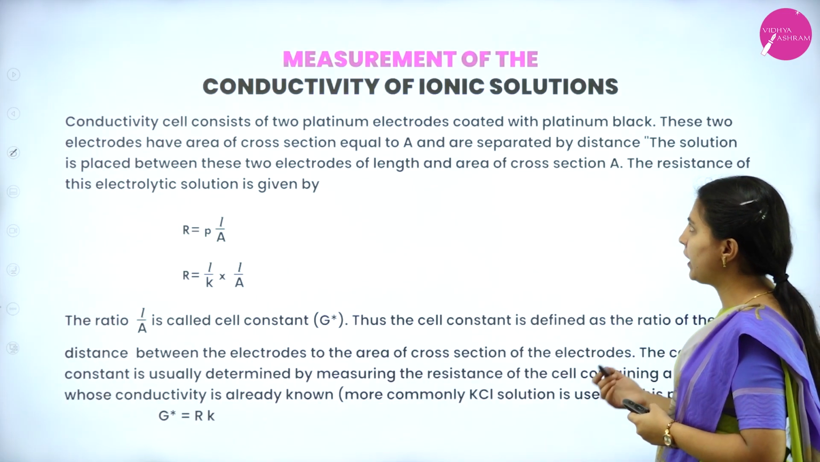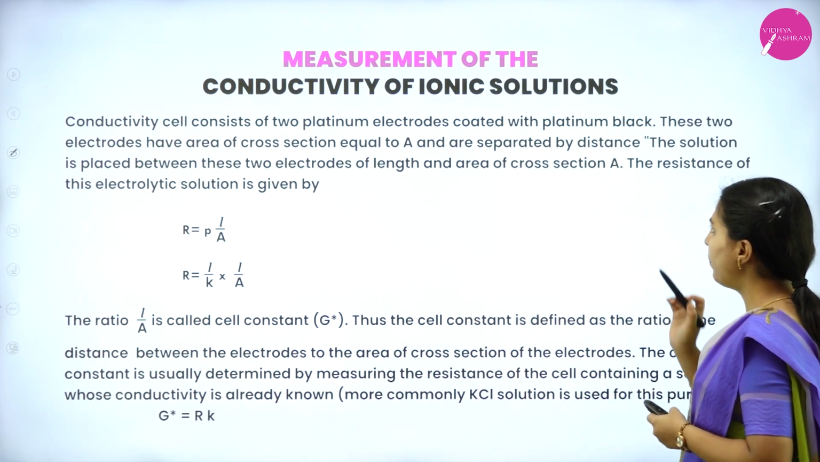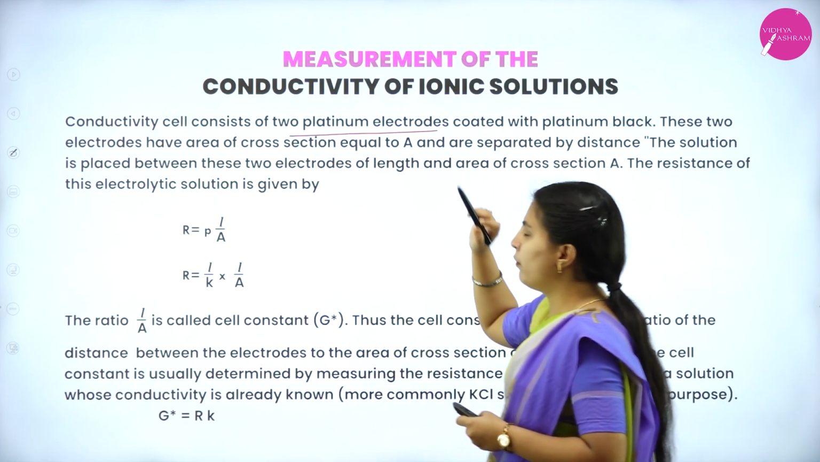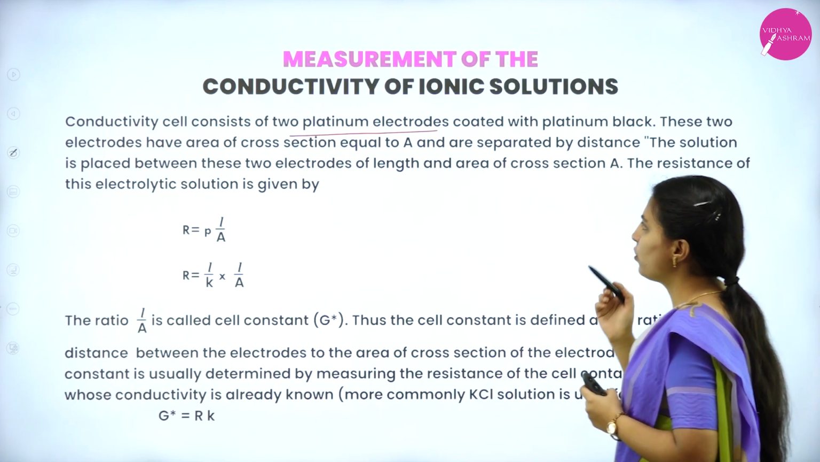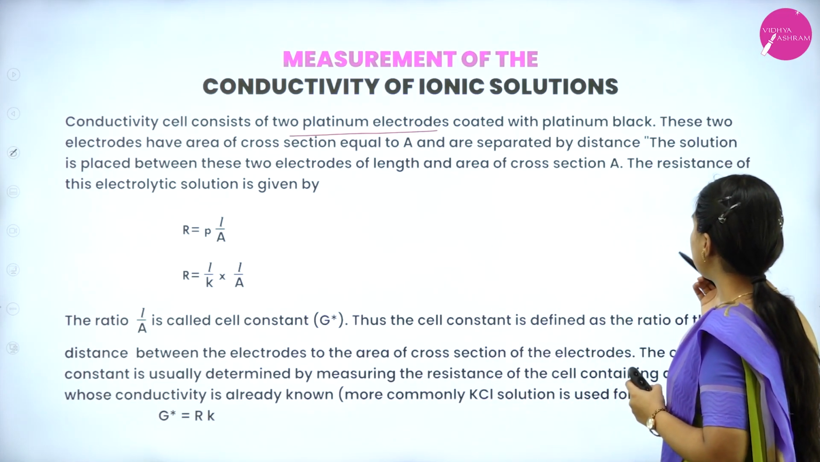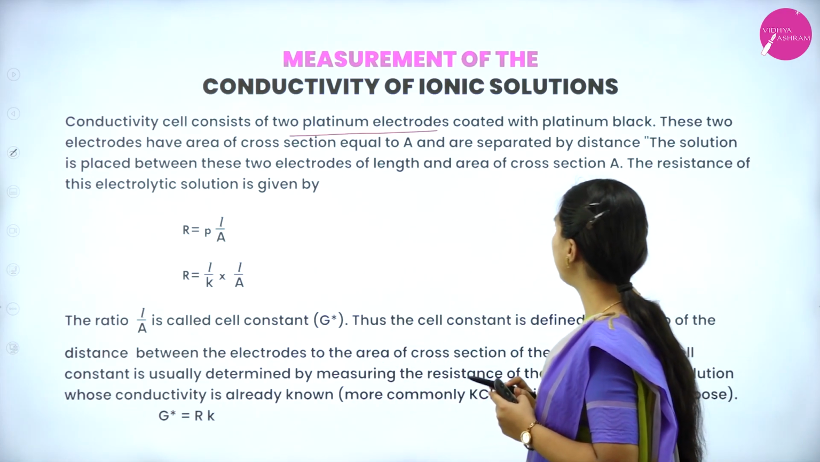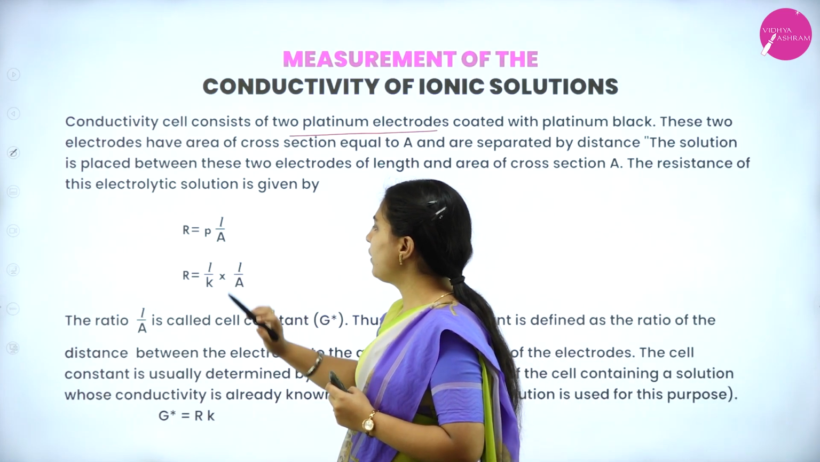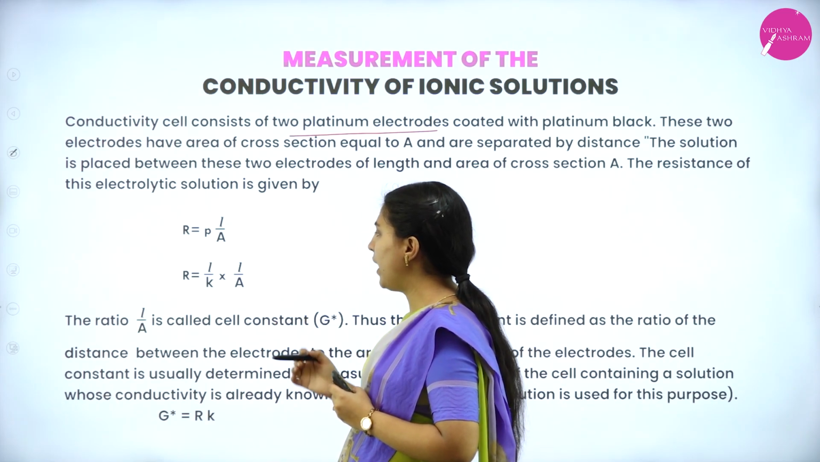Next, measurement of the conductivity of ionic solution. A conductivity cell consists of two platinum electrodes coated with platinum black. These two electrodes have area of cross section equal to A and are separated by a distance L. The solution is placed between these two electrodes. The resistance of this electrolytic solution is given by R equals rho into L by A, that is R equals 1 by kappa into L by A.